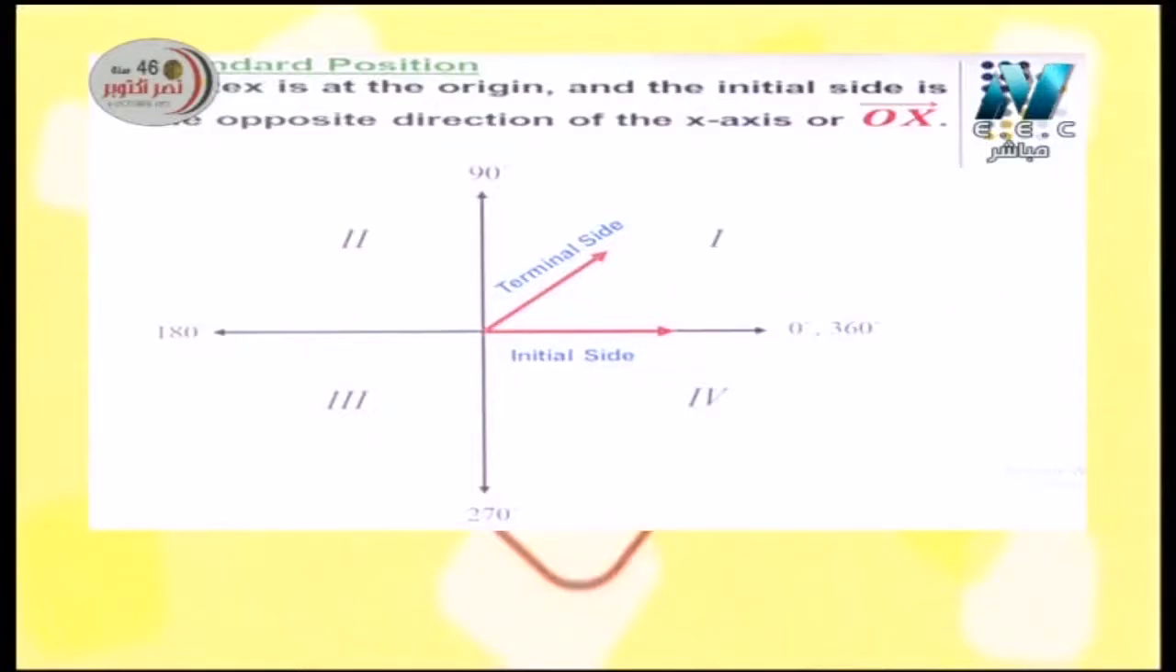Let's go to the next slide. This part we call the first quadrant, and this side we call the second quadrant. The first quadrant is between 0 and 90 degrees. The second quadrant is between 90 and 180. The third quadrant is between 180 and 270. The fourth quadrant is between 270 and 360.